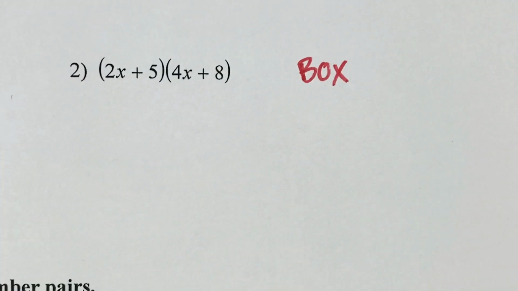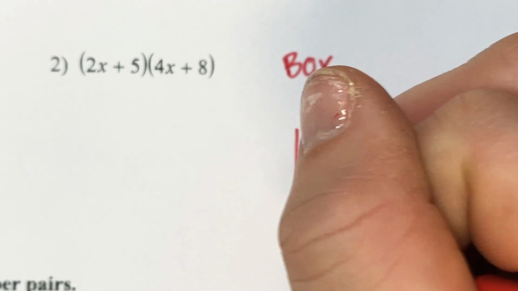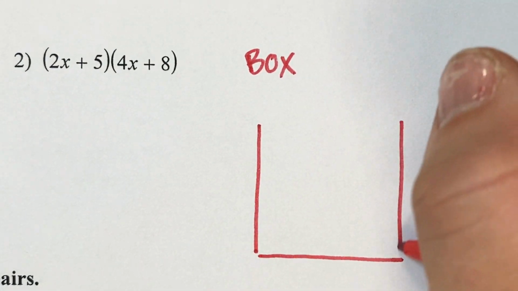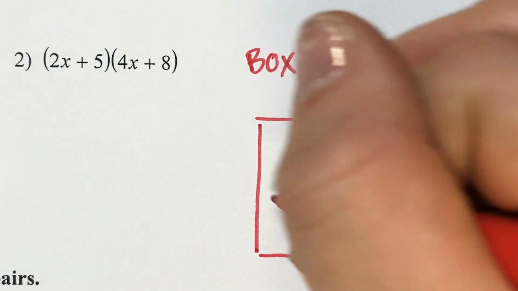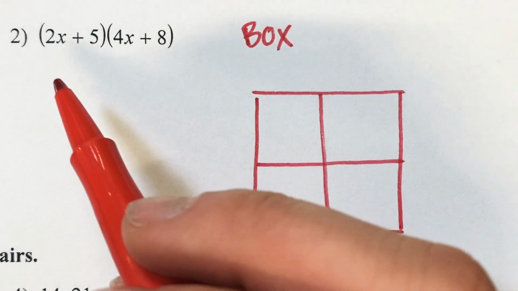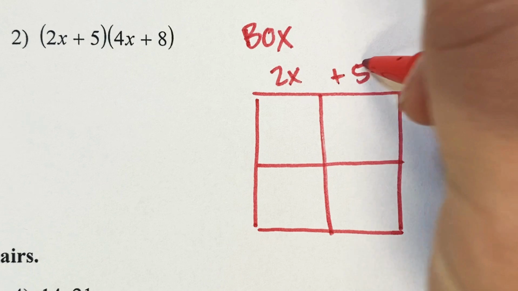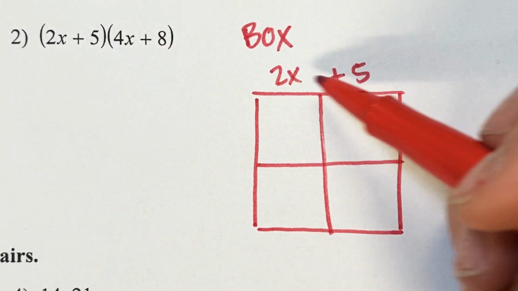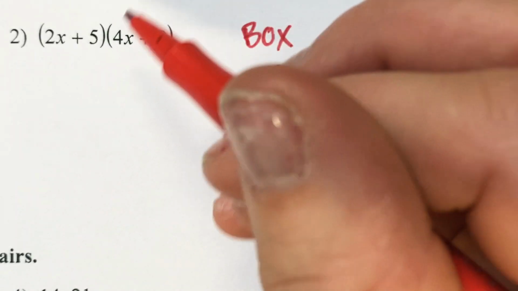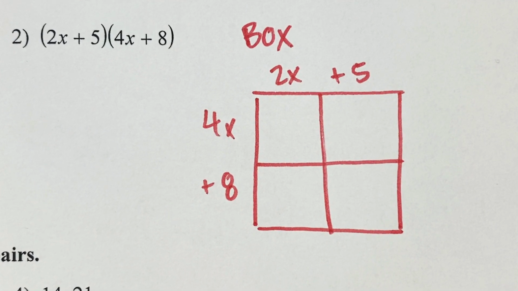For number 2, let's use the box method. We'll do both of these methods so that you can choose on your test and on your review assignment what method works best for you. With the box method, we draw our box with 4 squares. We're going to take our first binomial, 2x plus 5, and put that on the top. Then we take our second binomial, 4x plus 8, and put that down the side. So we've just set it up so we can solve it now.